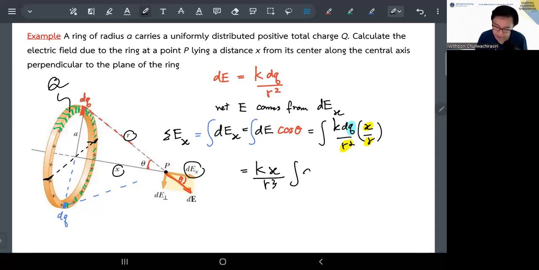So you don't have anything left to integrate except just the dQ. What is the sum of the dQ? It's just the sum of all those tiny charges, and the sum must add up to the total charge on the ring. And that's it, guys. That is your answer, and you are done.